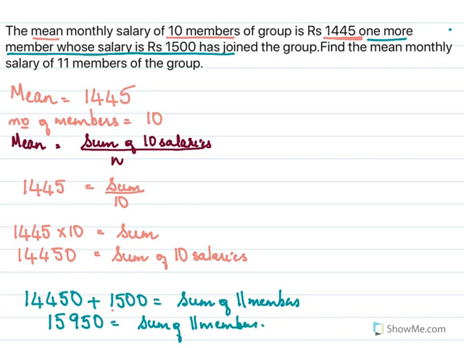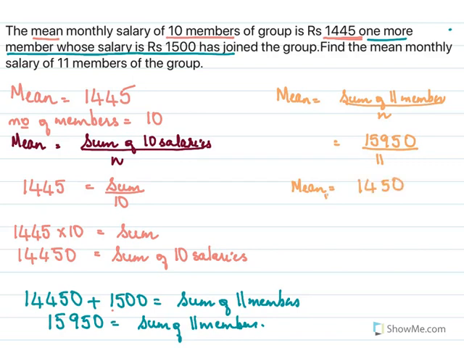Now to find the mean, we'll have mean equal to the sum of 11 members over number of observations. So the sum of 11 members is 15950 over 11. So the new mean equal to 1450. This is the mean of 11.